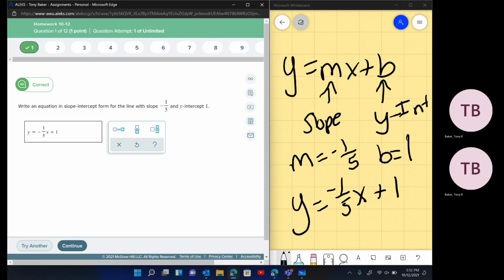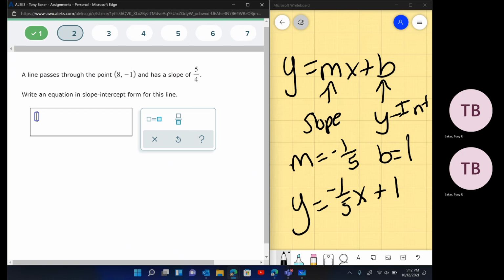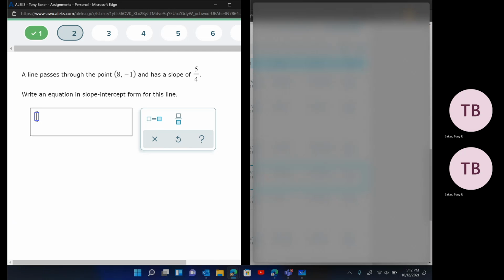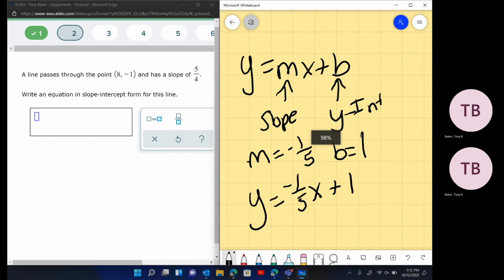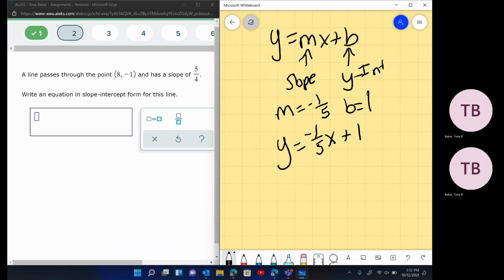All right, the next thing, we still want it in slope-intercept form, but this time they don't give me my b. They don't give me my y-intercept. So there's a couple different ways we can do this problem. I'm going to show you one way, not the way that Alex shows you, because I think it might be a little easier, and there's some other uses for it.